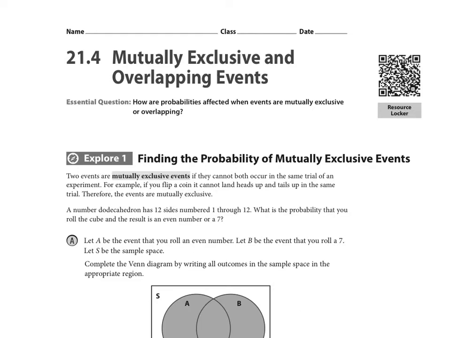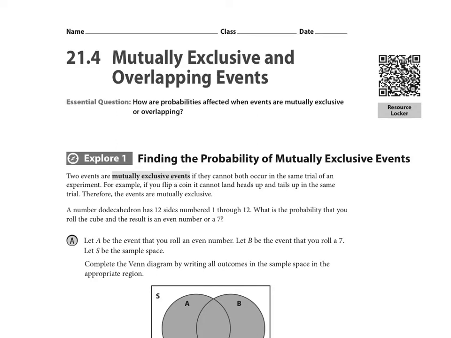1119, and in the Explore we have our new definition for mutually exclusive events. If we're doing something mutually, that means both, and exclusive means left out, so it's sort of like both events are left out of each other's groupings. Meaning that they cannot both occur in the same trial of an experiment. It's impossible for both conditions to be satisfied, basically. As an example, if we flip a coin, it can't land both heads up and tails up in the same trial, and therefore we would say the events are mutually exclusive.